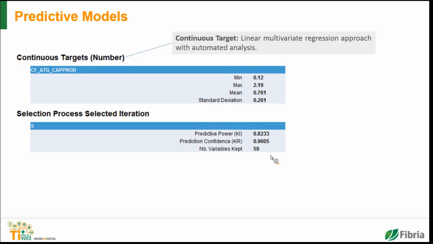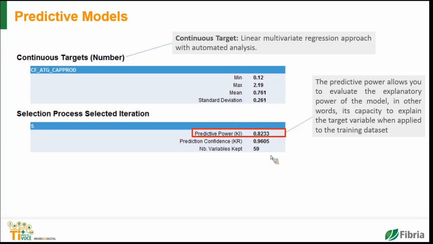This is another important thing. We have the prediction power. As I said before, the predictive power allows you to evaluate the explanatory power of the model. In other words, its capacity to explain the target variable when applied to the training data set. So this is the most important thing that we need to have after the end of the creation of the model.